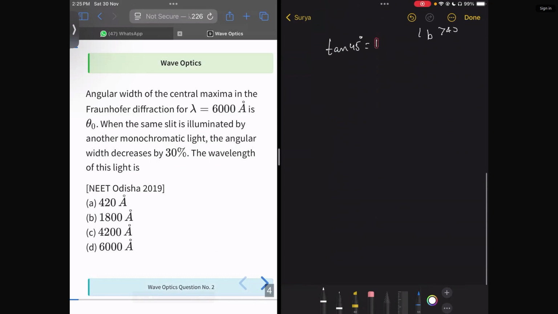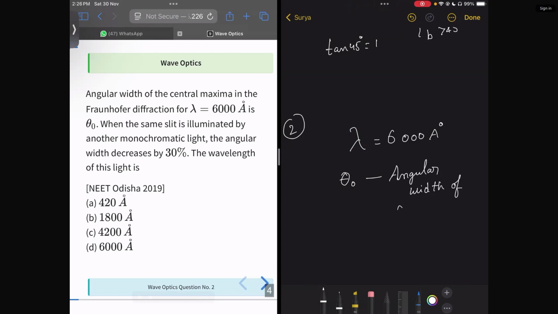Going to the second question. The angular width of a central maximum in a Fraunhofer diffraction, for a wavelength lambda of 6000 angstroms, is theta naught. Okay, it is the angular width of the central maximum.